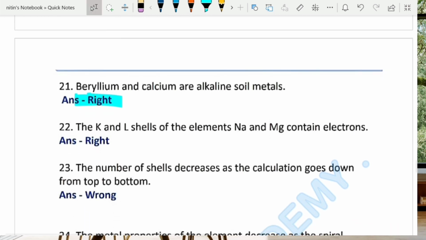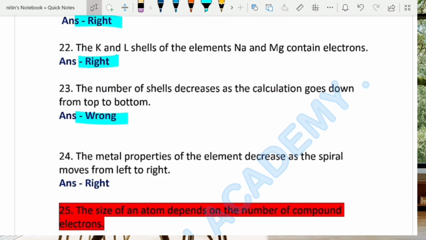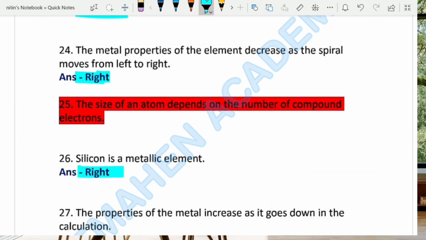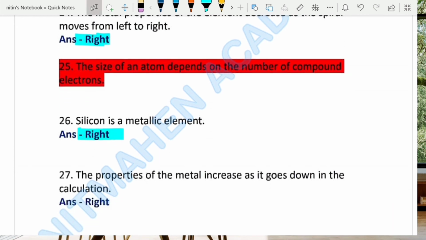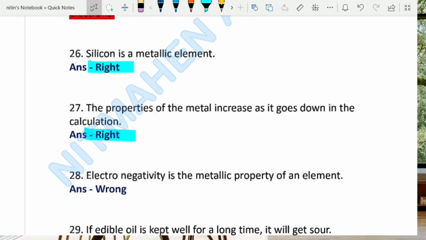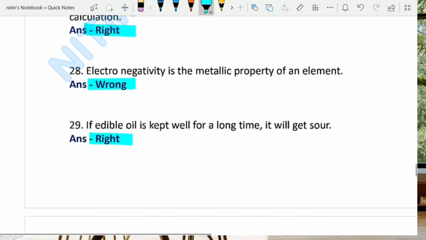The K and L shells in sodium and magnesium contain electrons. Right. The number of shells decreases as we go down the group. Wrong. The metallic property of the element decreases, it is wrong. Next, silicon is a metalloid element. Right. The metallic property of an element increases as it goes down the group, right. Electronegativity is the metallic property of an element. Wrong. Edible oil is kept well for a long time, it will not get sour. Is right.